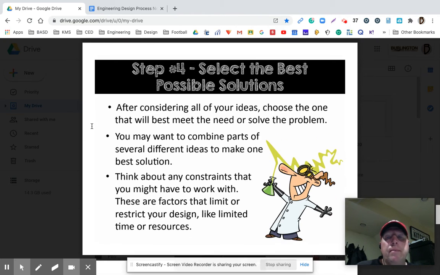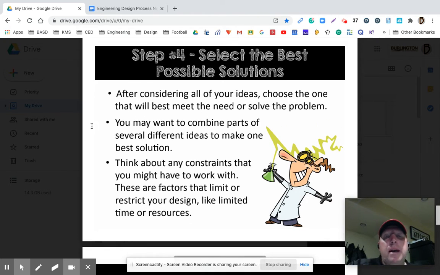Step number 4, select the best possible solution. After considering all of your ideas, choose the one that best meets the need or solves the problem. You may want to combine parts of different ideas to make up one best solution. Think about constraints that you might have to work with. These are factors that may limit or restrict your design, like limited time or resources.